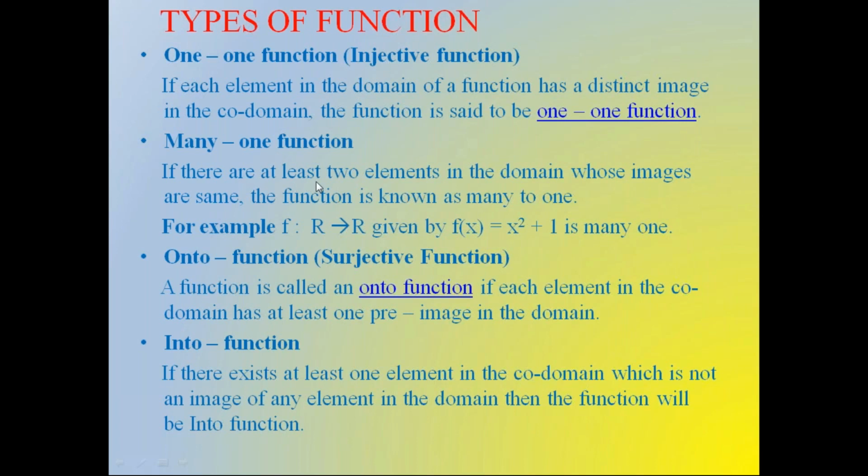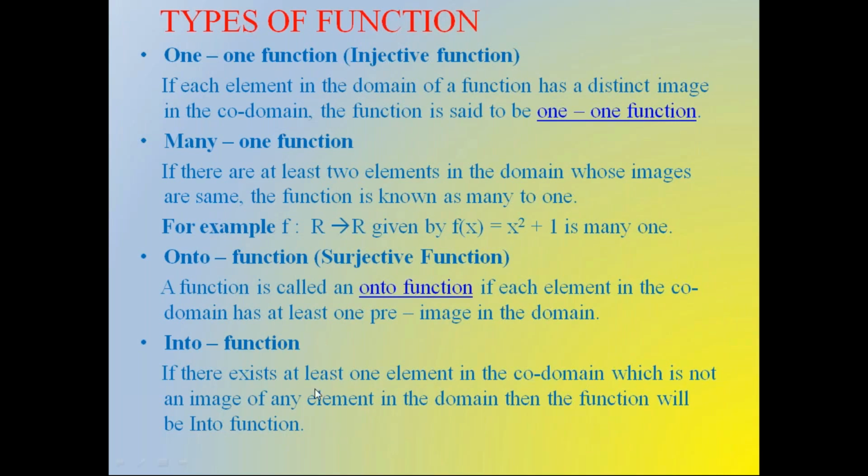Many-one function. If there are at least two elements in the domain whose images are the same, the function is known as many-to-one. For example, f from R to R given by f(x) = x squared plus 1 is a many-one function. The third one, onto function, otherwise called a surjective function. A function is called an onto function if each element in the codomain has at least one pre-image in the domain. We will see the examples in the next slides.